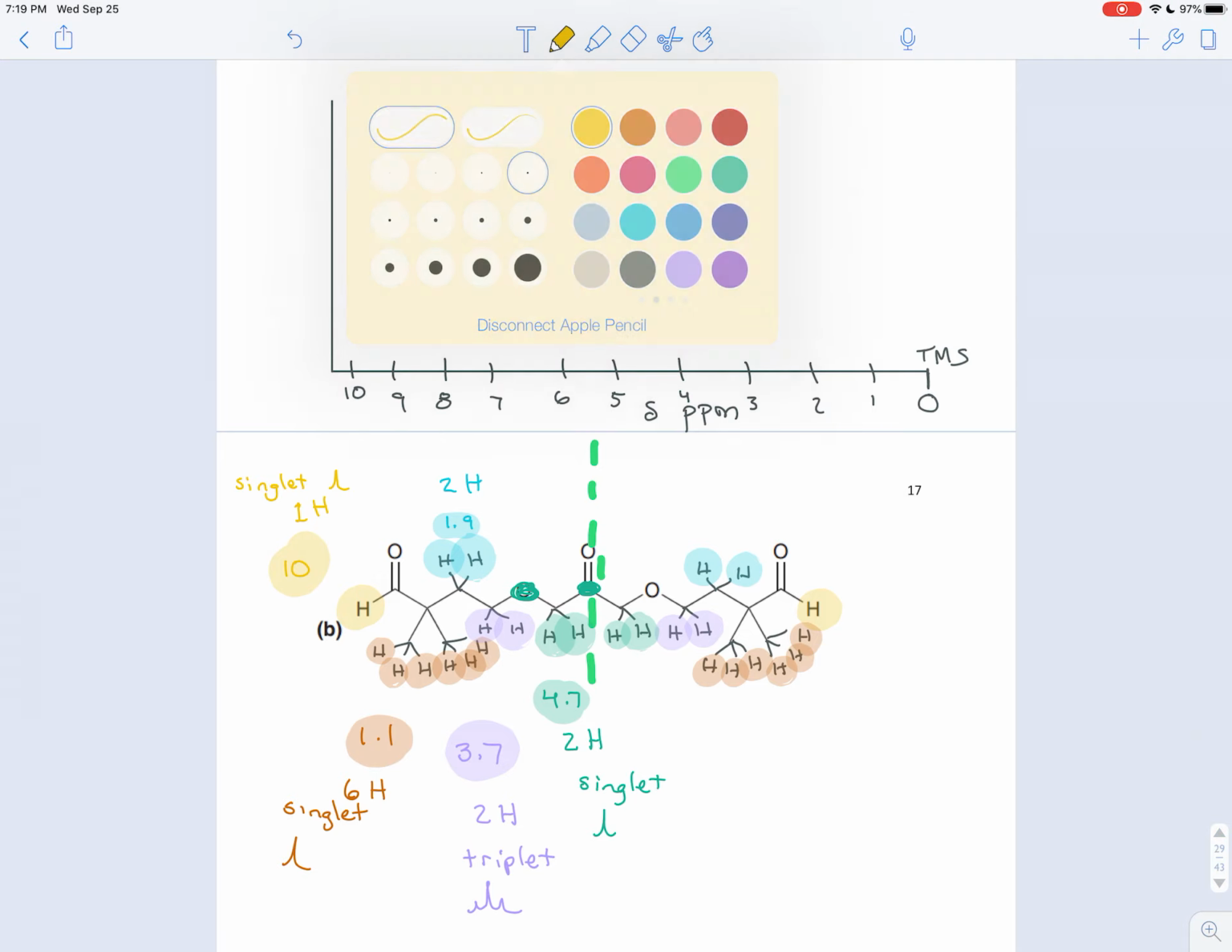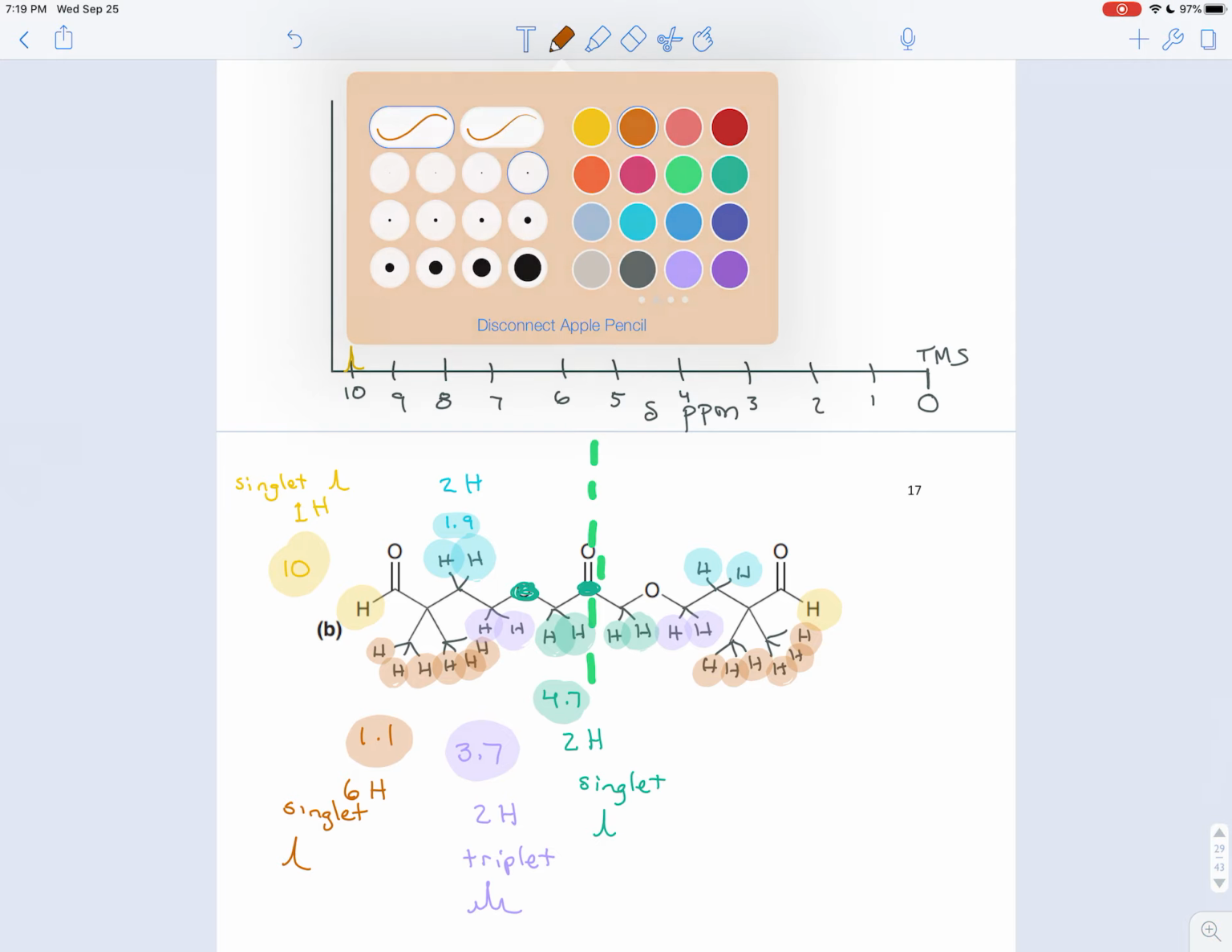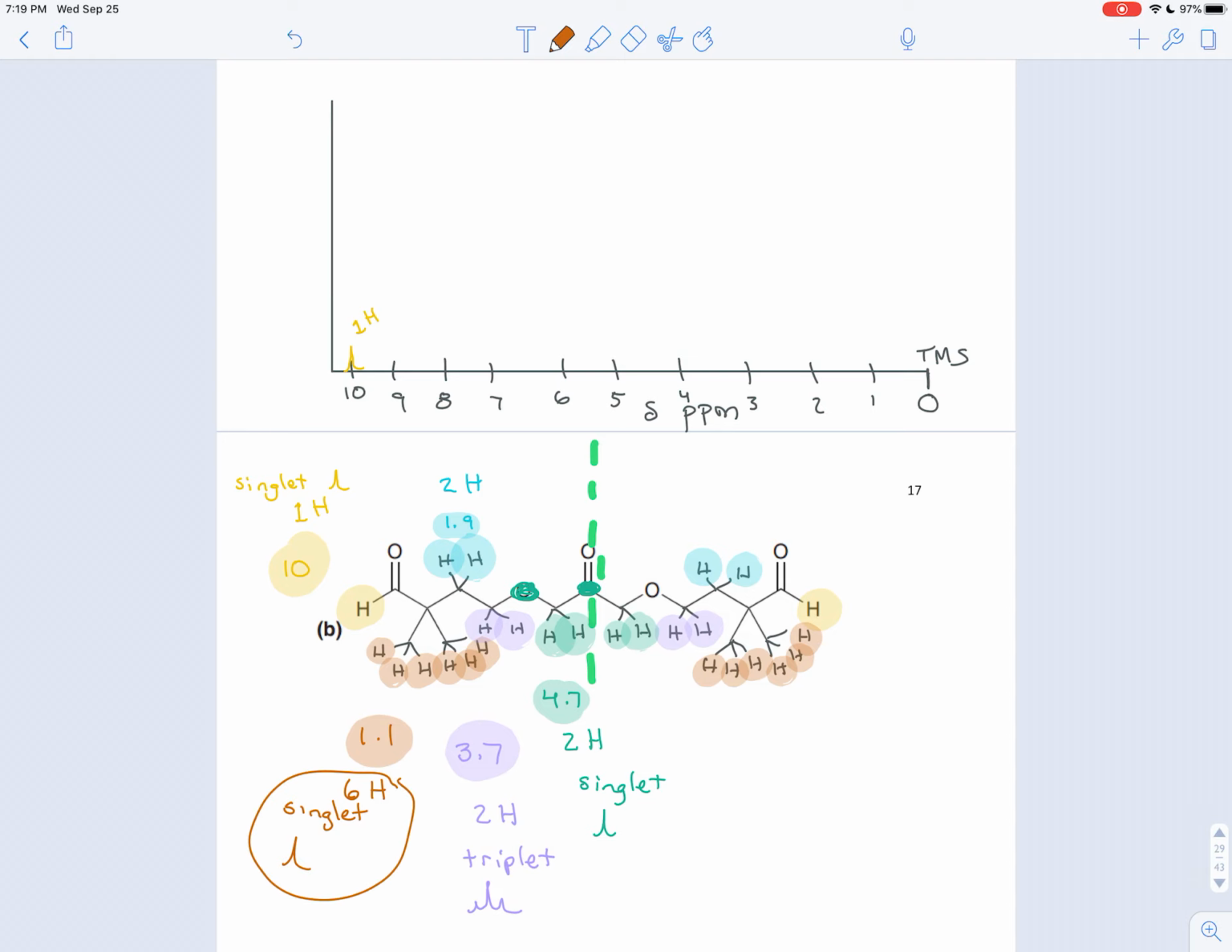Okay, first the yellow. Yellow is going to be very small. It's only representing one hydrogen. It's going to be a singlet at 10. So at 10 we'll have a singlet, and it's pretty small. And if you want to be extra clear, you can write 1 hydrogen. The brown hydrogens, we're going to have a singlet again. It'll be 6 times as high, and it's going to appear at 1.1. So here, 1.1, we have a singlet that's 6 times as high. And if you want to be extra clear, 6 hydrogens.